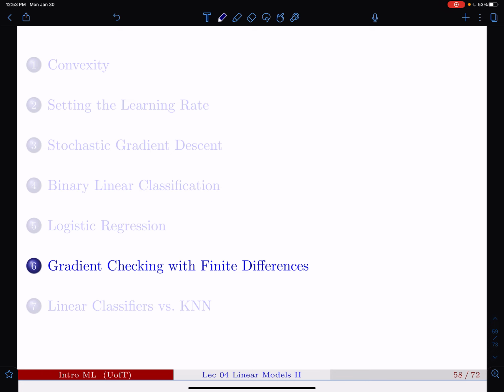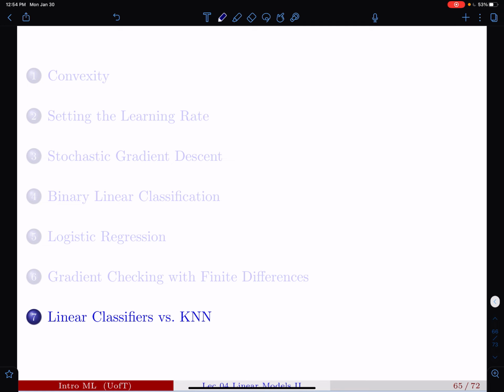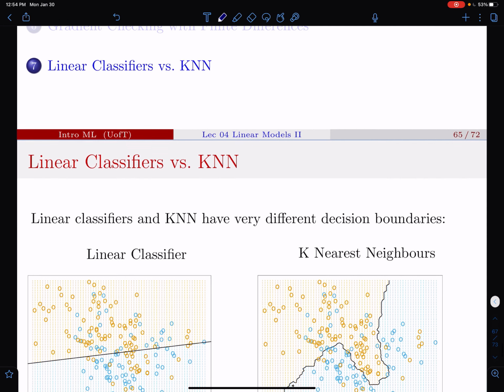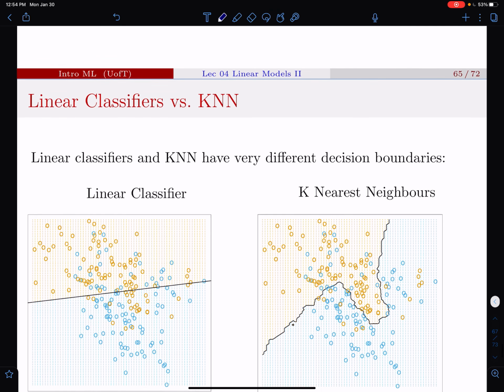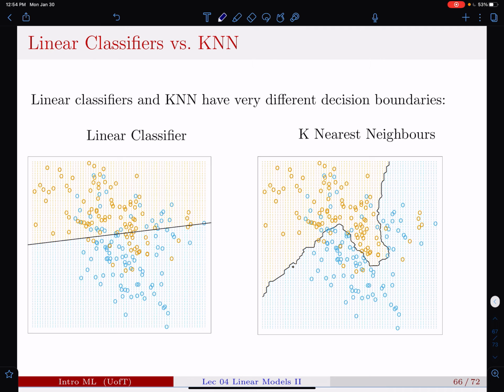Let's jump ahead to linear classifiers versus k-nearest neighbors, and then we'll circle back and talk about finite differences next time. Now we have two different classification algorithms, nearest neighbors and linear classifiers, and it's useful to think about some of the ways they're the same or different. The decision boundaries end up being really different. For linear classifiers like logistic regression, you end up learning just a line if you're not doing any special feature mapping. But for k-nearest neighbors, because of how it's defined in terms of other data points, we end up with a potentially jagged decision boundary.